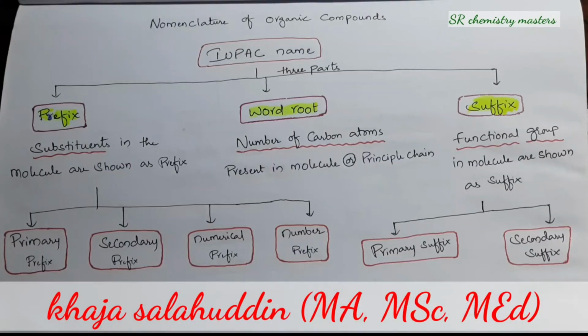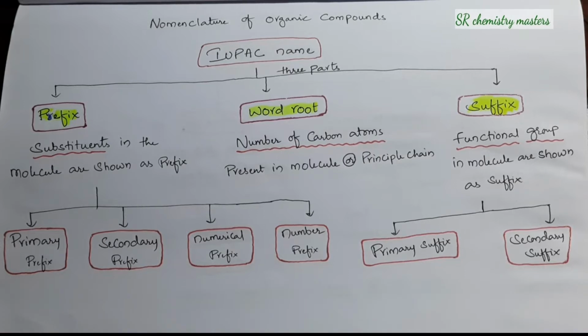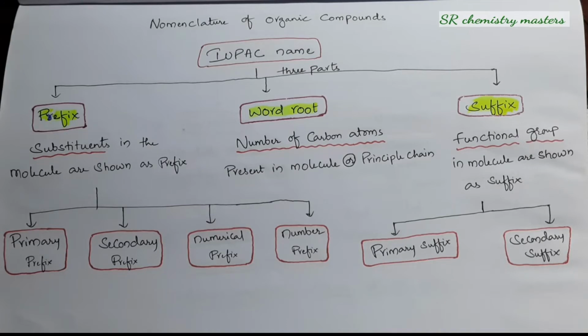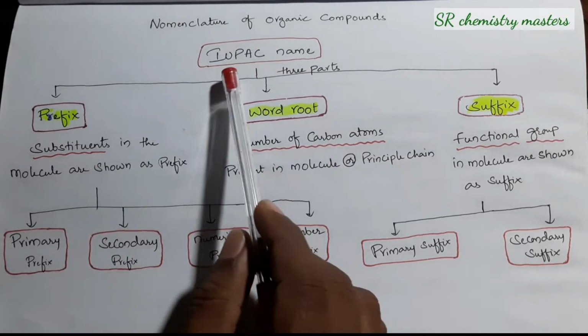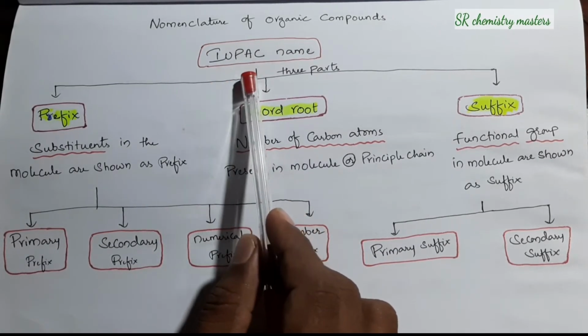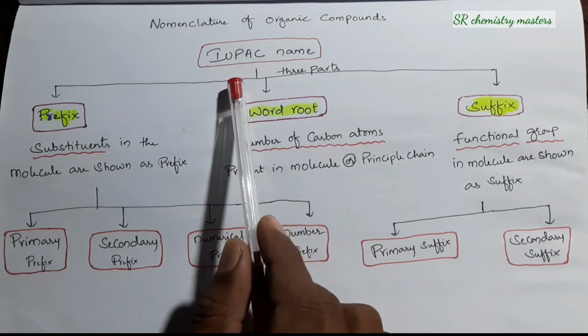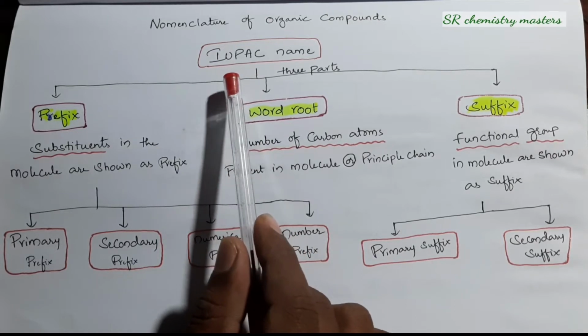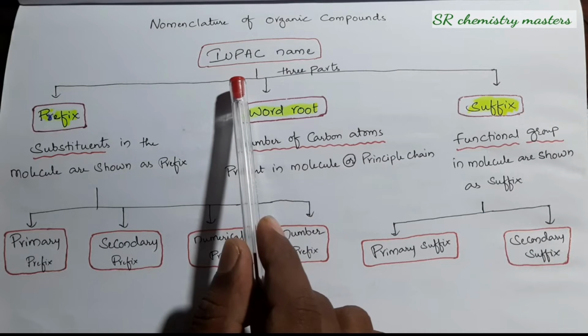In this video, we are going to discuss the nomenclature of organic compounds. As you all know, in the previous video, we have seen the trivial system and the IUPAC system. In this video, we are going to see in detail the IUPAC system of nomenclature. IUPAC, as you know, stands for International Union for Pure and Applied Chemistry. And we have certain rules under IUPAC for writing the name of an organic compound.